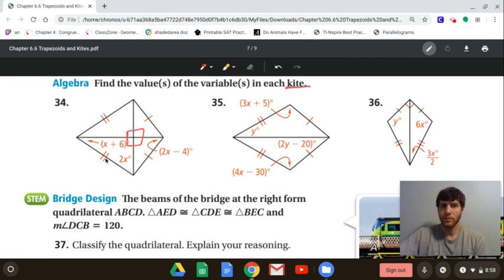Okay, and then we can set up an equation. We have an expression for this angle here, x plus 6, an expression for this angle here, 2x, and then we have 90 degrees in the middle. So we have enough information to solve for x here. We can add up the three angles of this triangle and set them equal to 180, and then we can solve for x. Right?